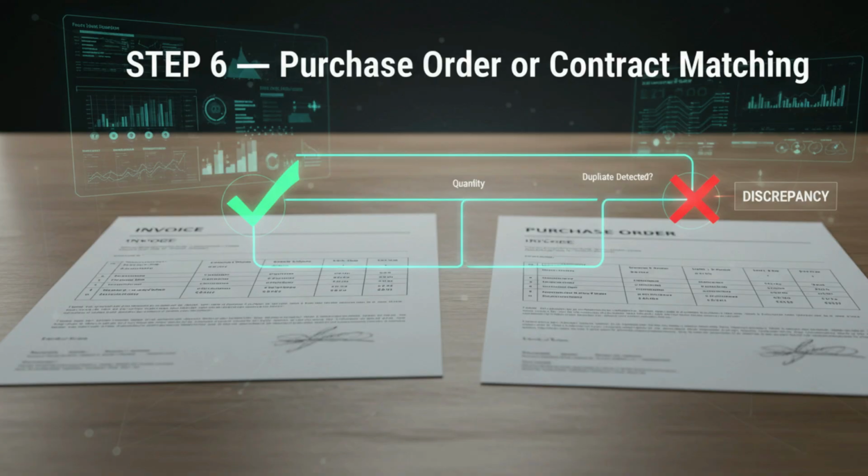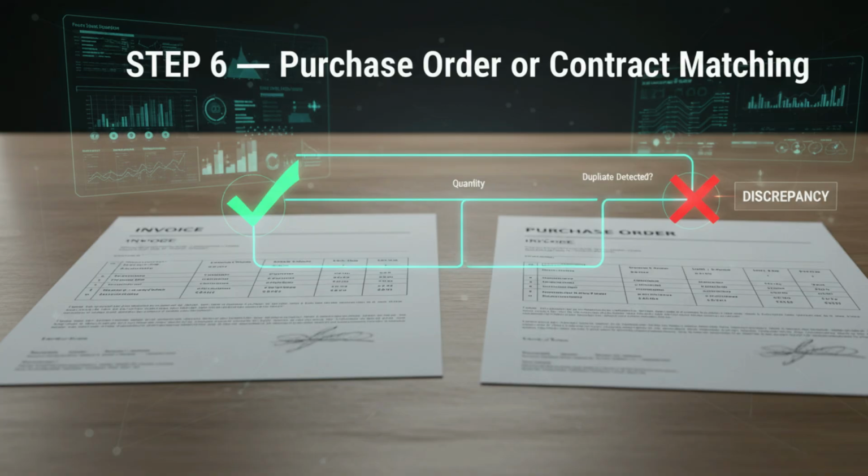When checking for duplicate invoices, it's essential to match the invoice against the supporting documentation. In many organizations, this means comparing the invoice to a purchase order or PO. However, not all suppliers issue invoices against POs. In those cases, the invoice should be matched against the relevant contract, agreement, or delivery documentation instead. Begin by reviewing all line items to ensure that each product or service listed on the invoice corresponds exactly to what was ordered or agreed.